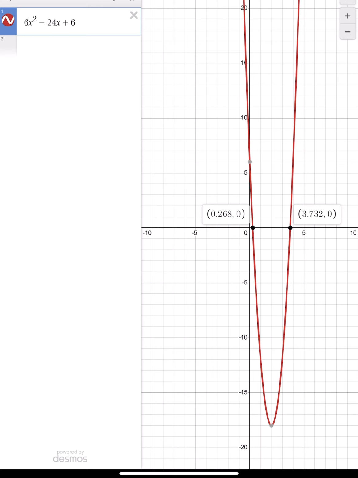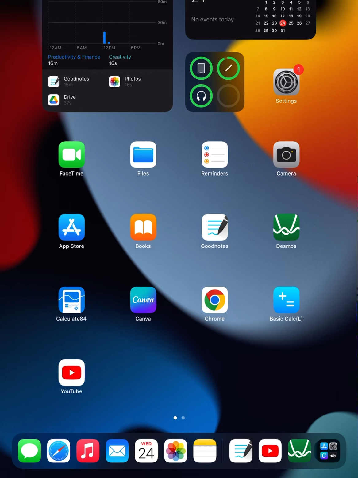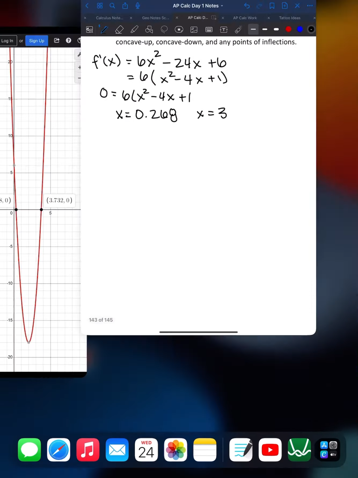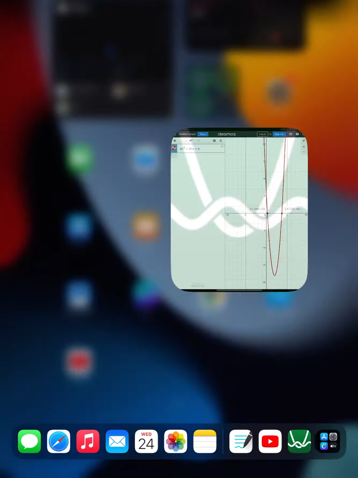This is the graph of our first derivative, which means that anything above the x-axis is going to be positive, which means that it is also increasing. Anything below the x-axis is negative, which means it is decreasing. So 0.268 and 3.732.